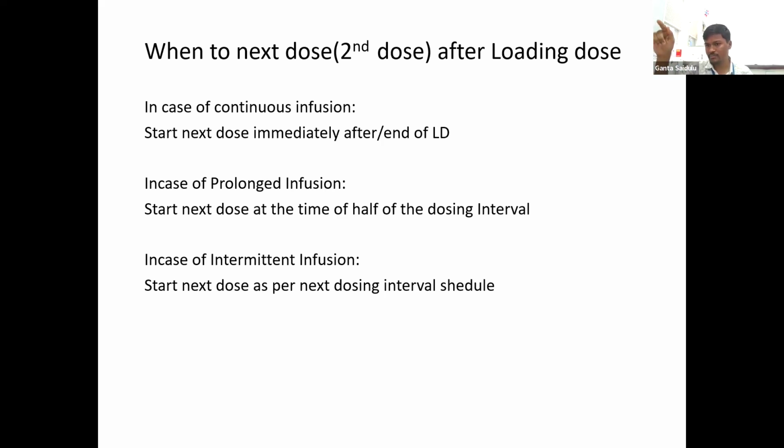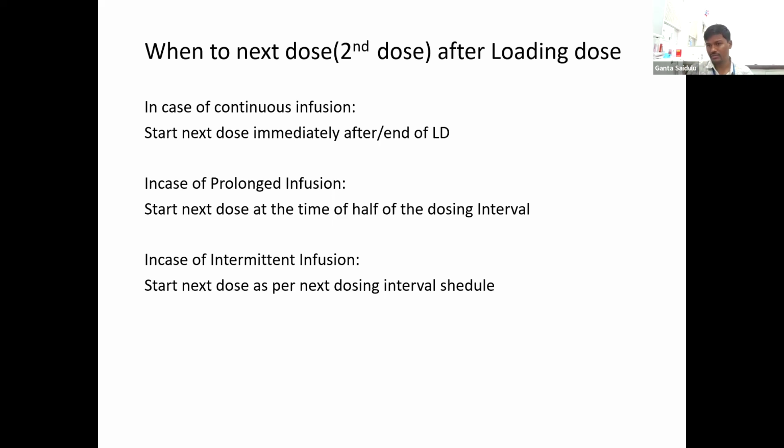So there is no C min and C max. I mean, there are no peaks and downs. So you have a constant delivery of the drug into the systemic circulation. You cannot expect ups and downs in the continuous infusion. That's why you have to start the second dose of antibiotic immediately after the end of the loading dose infusion.